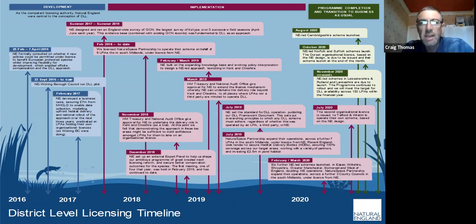Money was secured from MHCLG. A significant amount of that money was used to survey across England. So we did a large survey, the largest ever, over 3 seasons, doing eDNA survey of ponds. Again, I'll touch on that in more detail in a minute. The first scheme to be licensed was the Nature Space Partnership in the South Midlands in 2018, and Natural England launched schemes in Kent and Cheshire in early 2019.